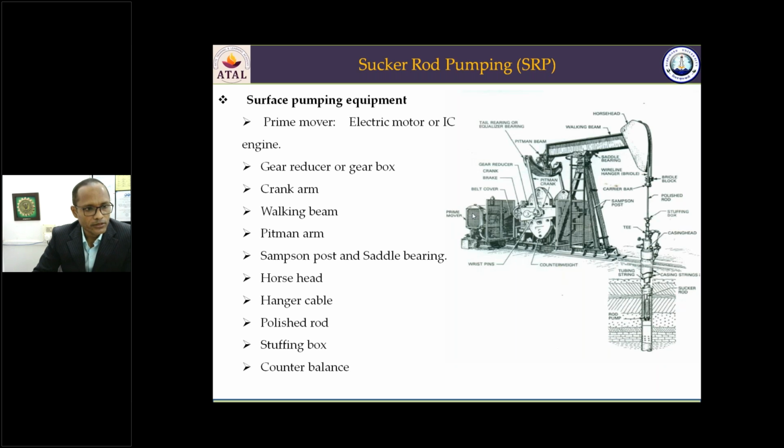So this is the prime mover. It gives the driving power to the system. It can be an electrical motor or an IC engine, but most sucker rod pumping units run on electrical motors. The electrical motor's advantages are that its cost is low, and also the maintenance cost. The ease of control is there, and it is more compact. The electrical motors used are squirrel cage induction motors with low speeds, around 720 RPM.